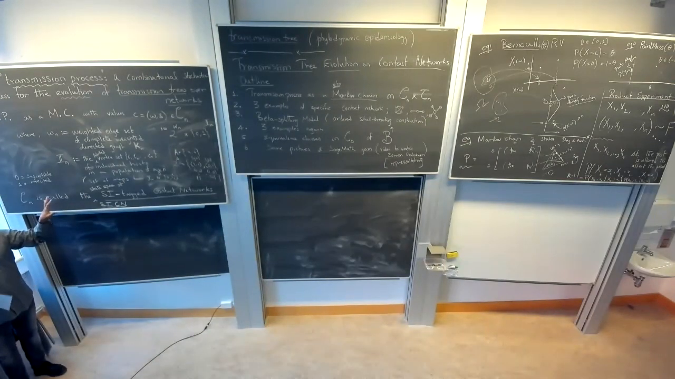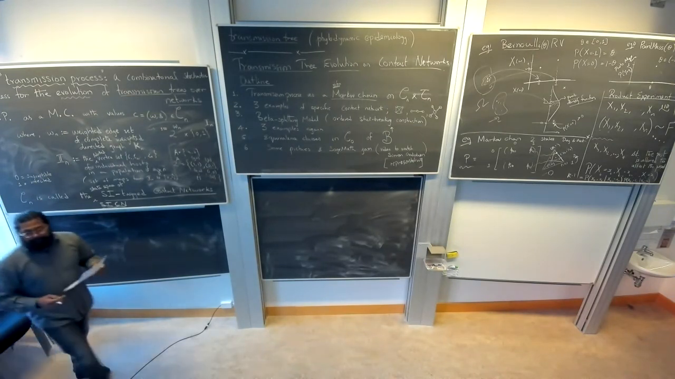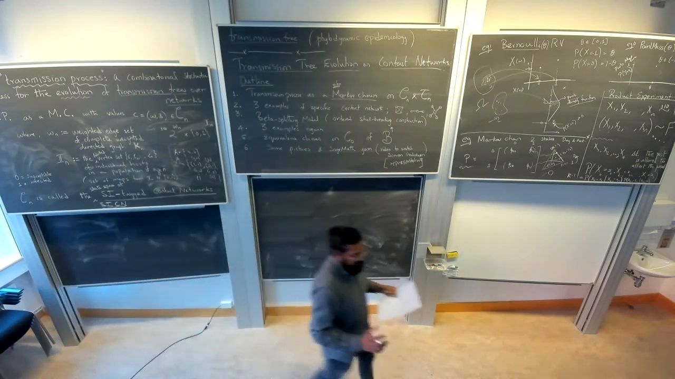Not two states, but still finitely many, right? So we're out of time, I guess. We'll continue with transmission trees and some examples in the next lecture. Are there any final burning questions?